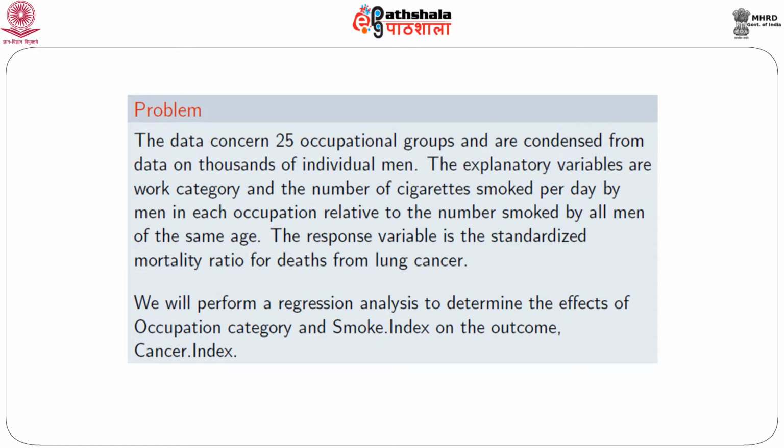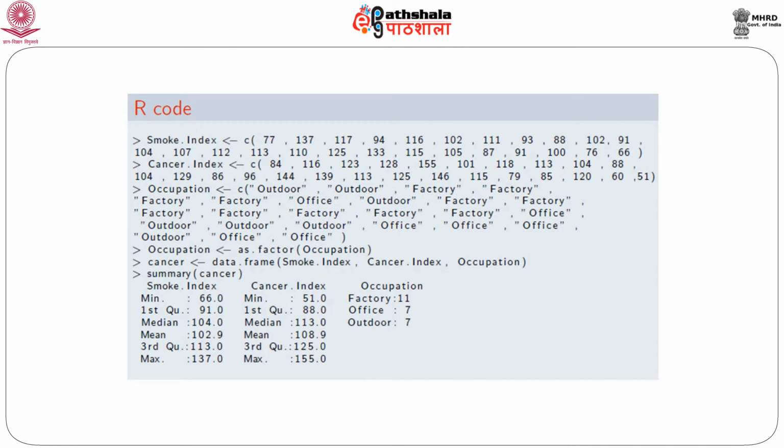We will perform a regression analysis to determine the effects of occupation category and smoke index on the outcome cancer index, which is our response variable here. So the very first thing that we do in R is read the data for each of these variables into R. The first predictor variable that we have is smoke index, and we read the numerical data into R. Next we read the numerical data of cancer index into R, and finally we have not numerical but qualitative data for occupation that we enter into R.